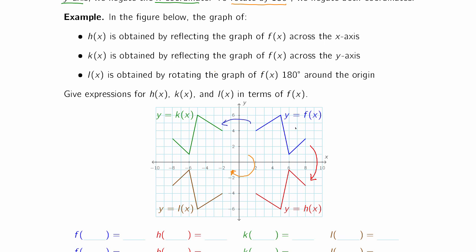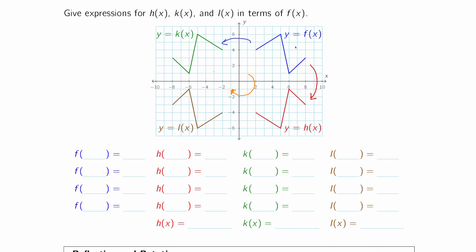So let's see how this actually plays out. Looking at the key points again, F has 4 key points. 2, 4, so f of 2 is 4. 5, 6, so f of 5 is 6. 6, 1, so f of 6 is 1. And 8, 3, so f of 8 is 3.